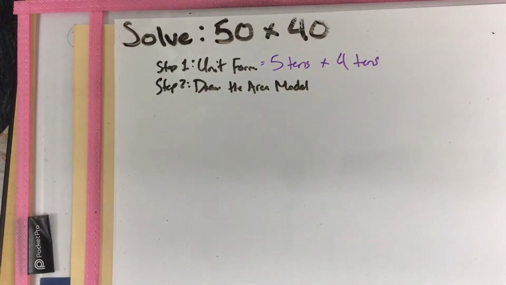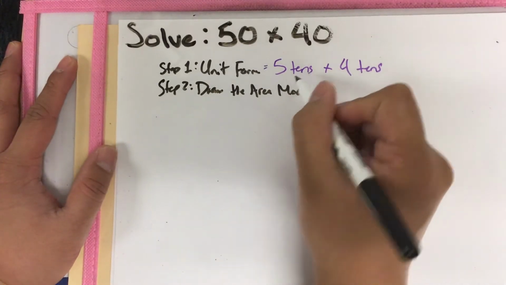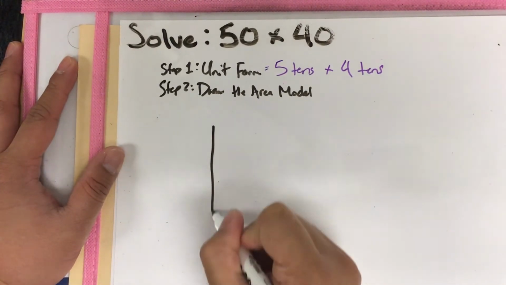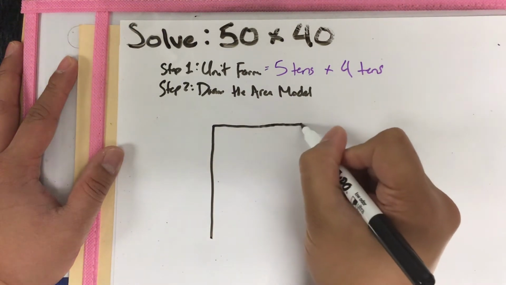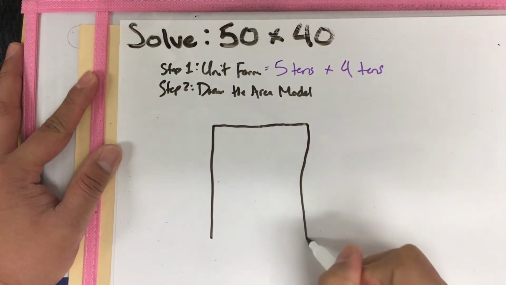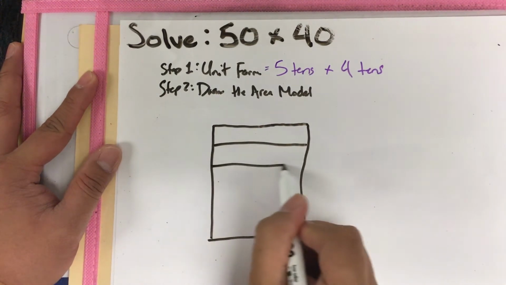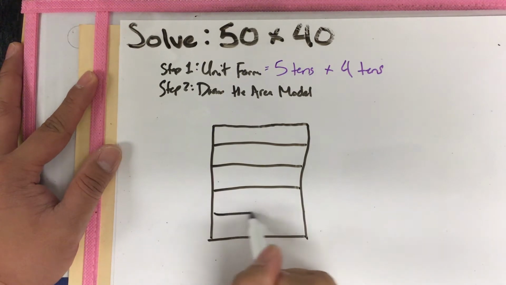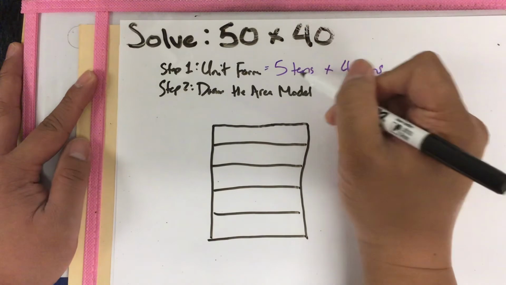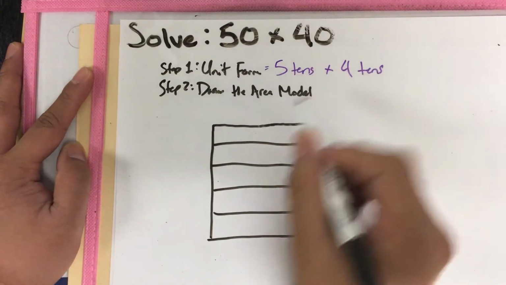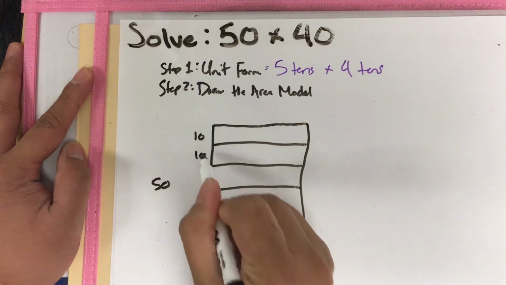Okay, and when we draw the area model, we know 5 tenths, that's our length. So we're going to go down 5 tenths and 4 tenths across. So we're going to have 10, 10, 10, 10, and 5. 1, 2, 3, 4, 5. So that's pretty much our 5 rows. So we have 50, and these are all 10.